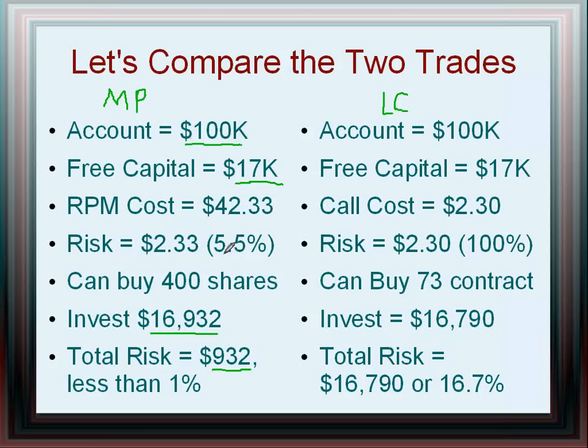I'm still risking 5.5% of the 16,932 I invested, but this 932 is only risking 1% of my investment. You have 17,000 available capital. You like this position. You can buy 73 contracts. So you're investing 16,790, which works out to a total risk of 16.7% of your $100,000.